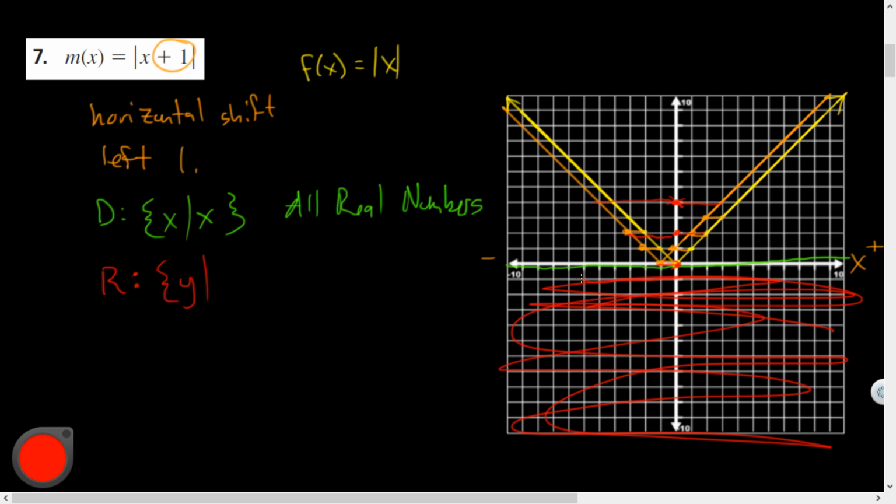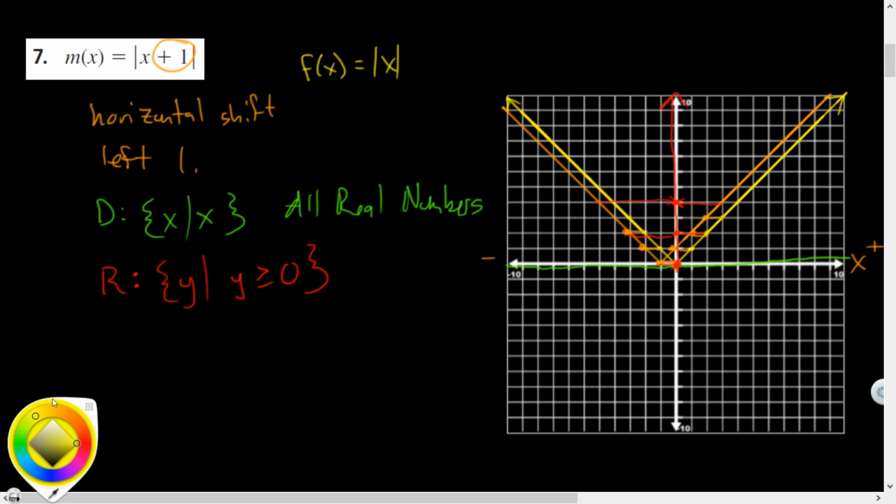No, there's no orange anywhere for all of this space. No naranjas, mis amigos. So the way I would describe this is that the y values, the range, the possible outputs are everything bigger than or equal to 0. Right? So there we go.